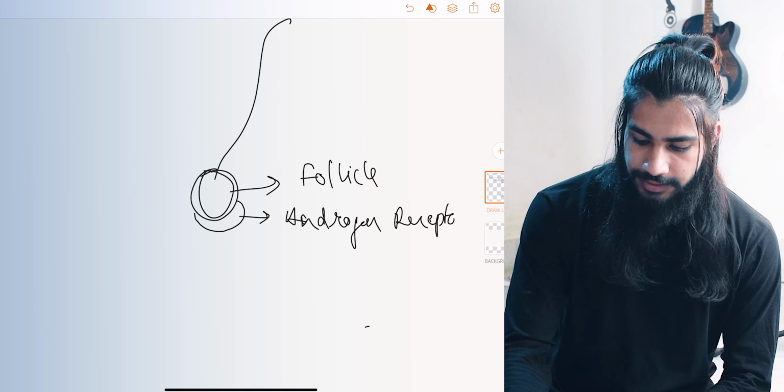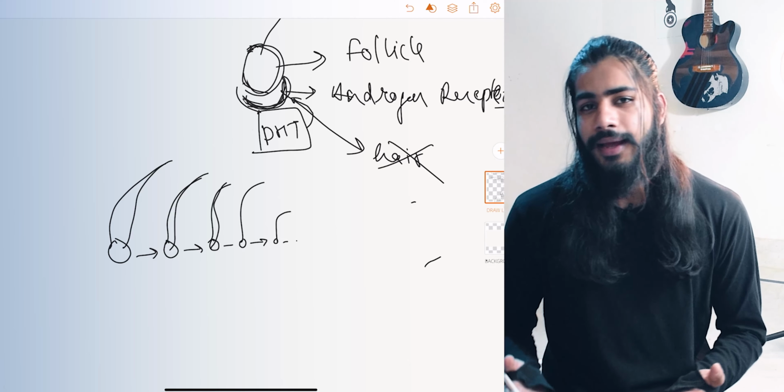As soon as this DHT attaches to the follicle via the androgen receptor, this follicle actually starts shrinking over time, and it becomes smaller and smaller, and as a result the hair strand coming out of this follicle also shrinks over time, and it becomes thinner and thinner. And along with this process of the follicle shrinking over time, the anagen phase for that particular hair strand is reduced and the telogen phase is increased. And finally, in time, this follicle loses the ability to produce hair, thereby making us bald.